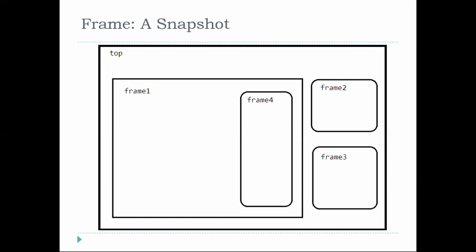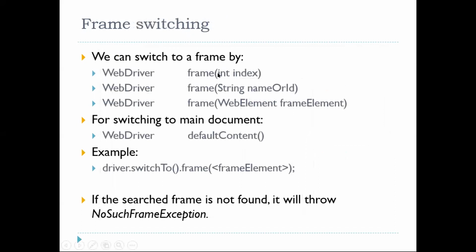Correct. So let's do an example. What are the methods we can use? To find a frame, there are 3 ways: based on the index, based on the name or ID, based on the frame web element. Mostly people use frame name or ID or web element. Index is not used frequently. To always come back to the main document, the top document, you use the method defaultContent. If you switch to a frame that is not found, you will get a NoSuchFrameException.